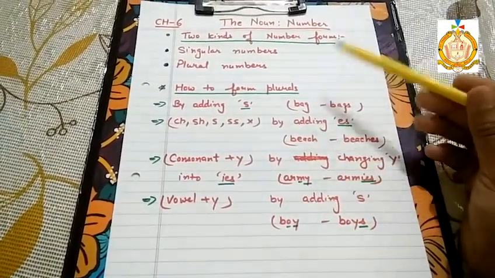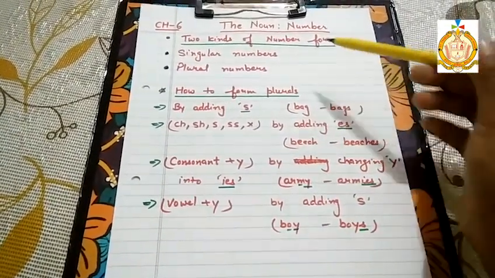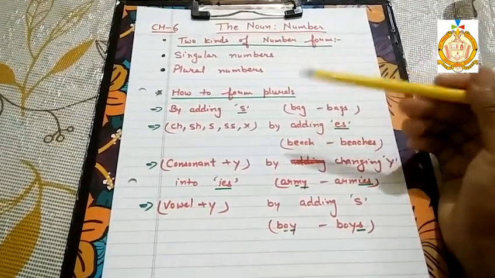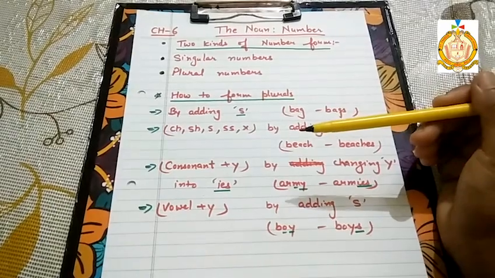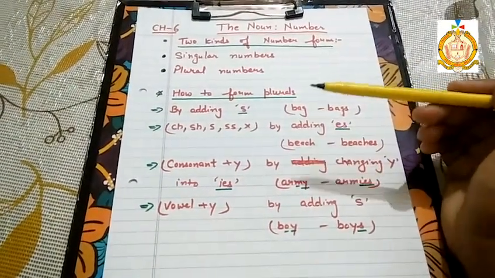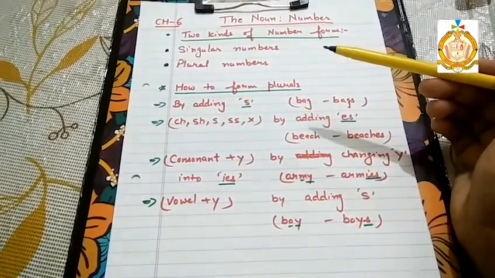Okay, then let's start. Before starting the chapter, just tell me, in the previous chapter you have learned about nouns. What is a noun? Yes, a noun is the name of a person, place, animal, or thing.